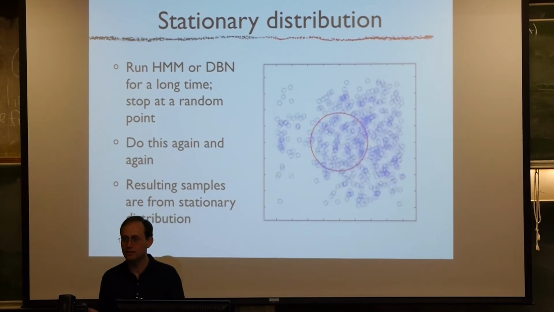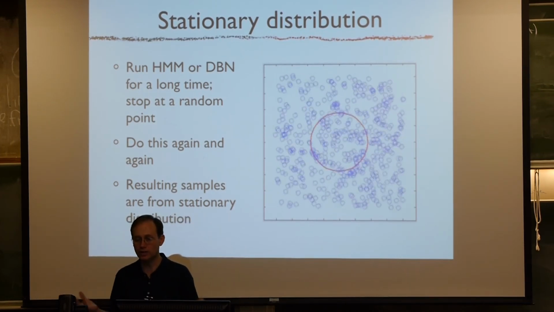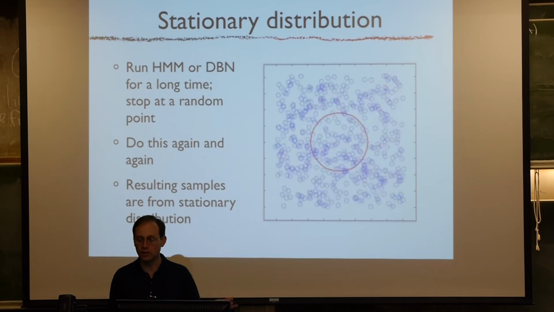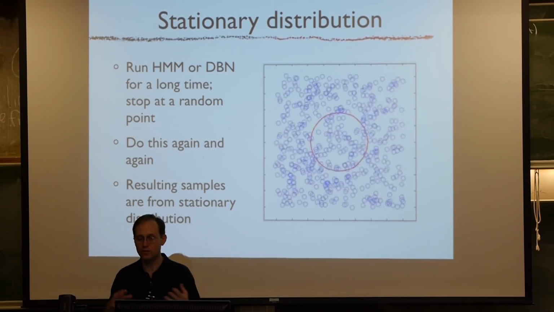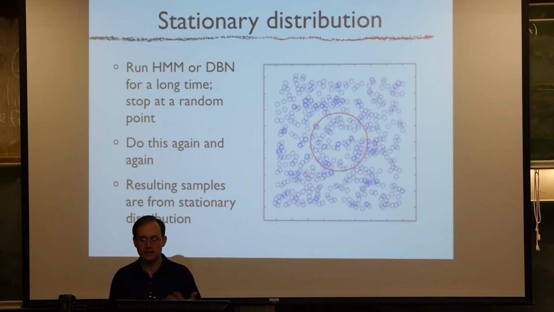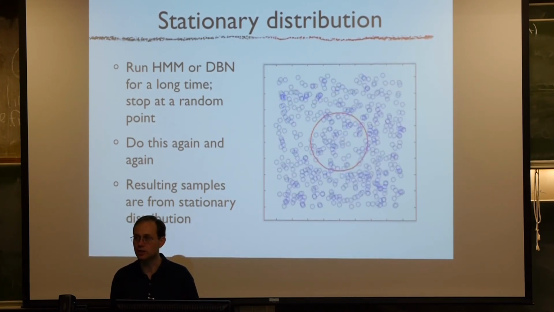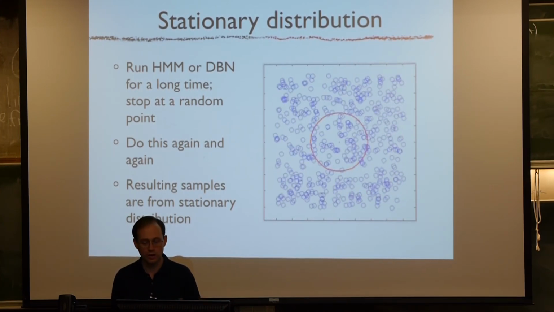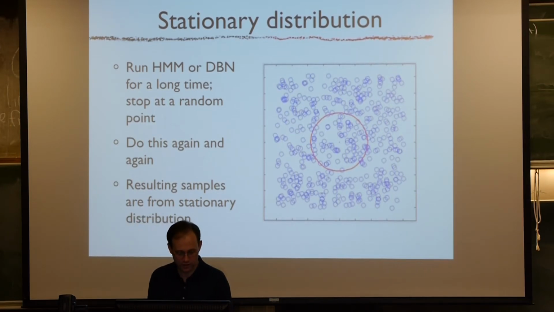So at the beginning, it's clear that you're near the beginning. But after a little while, you get to this sort of uniform distribution of robots across the state space. And this is what I mean by the stationary distribution. The stationary distribution is basically, if you run it for long enough that you don't know, just by looking at the samples, whether you've been running it for a long time versus a really long time, then you've reached the stationary distribution.